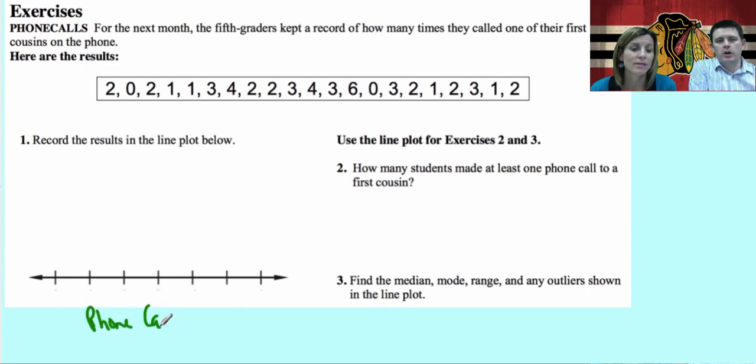Phone calls to first cousins, so that I don't forget. Because otherwise you're going to forget.